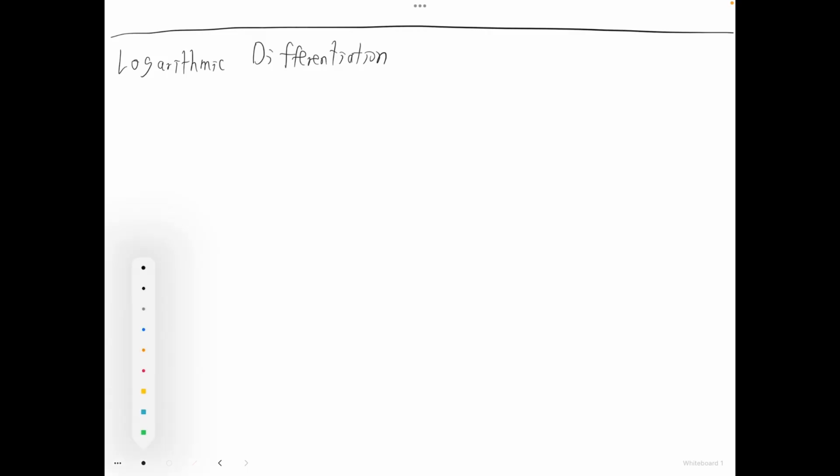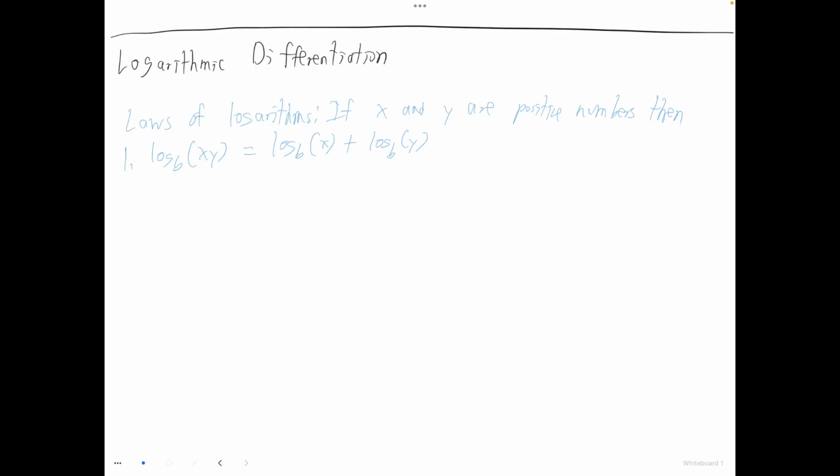So first, as a reminder about the laws of logarithms, sometimes these are also called the log properties. So if x and y are positive numbers, then the following is true. Log base b of x times y equals log base b of x plus log base b of y.